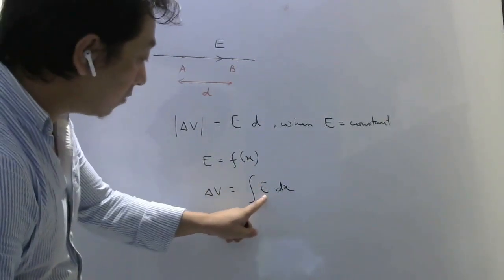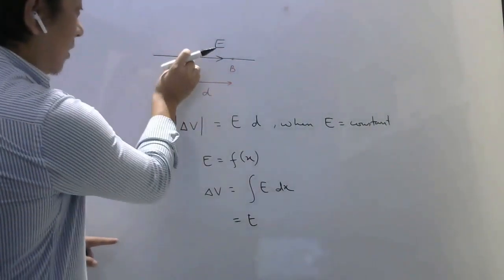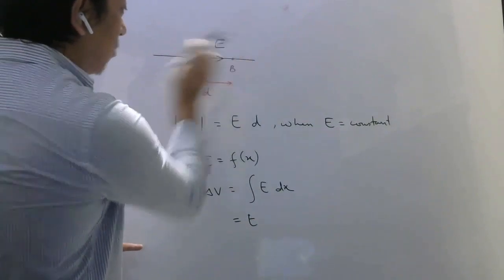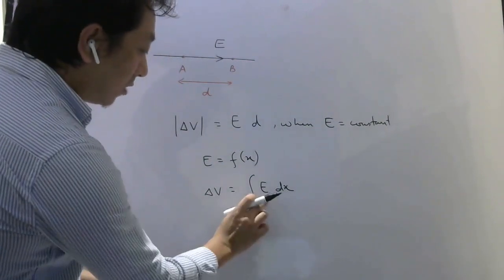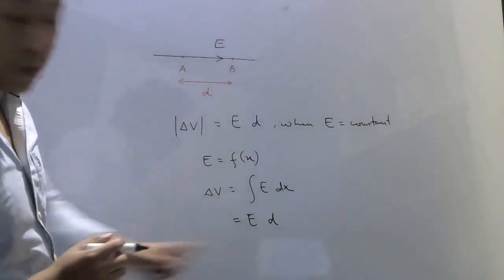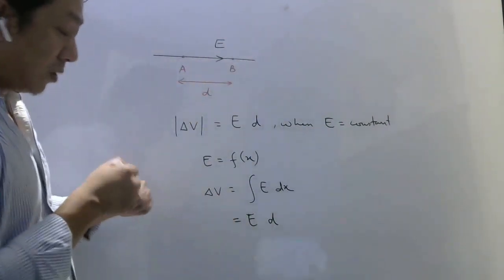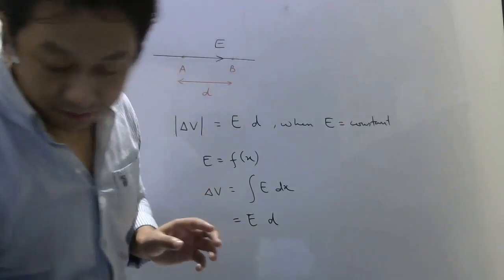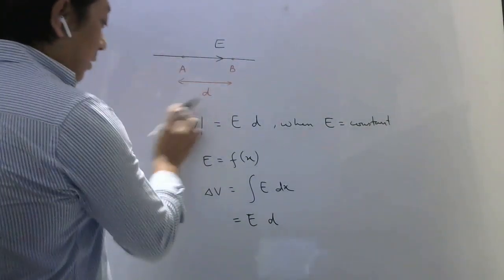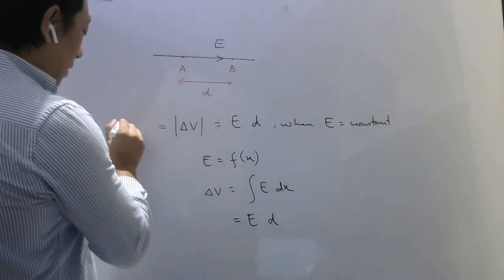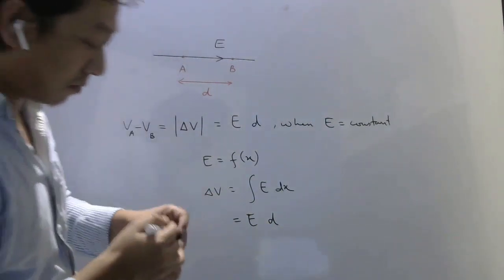For example, if E was constant, what can you do? You can take E outside. Then the integration of dx, if you add all the dx, you will get the total distance, which I have written as d. So if E was constant, you can take it out, and then you will get d, which is nothing but the distance between the 2 points in the electric field. So please remember, in order to have a potential difference, there has to be an electric field, right? So this delta V actually means VA minus VB. So keep these formulas in your mind.